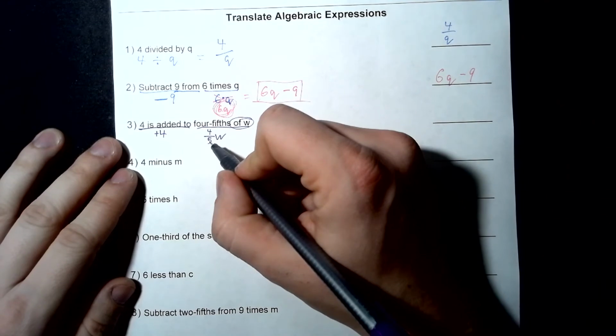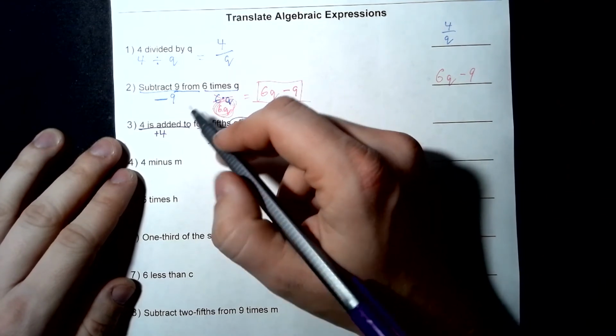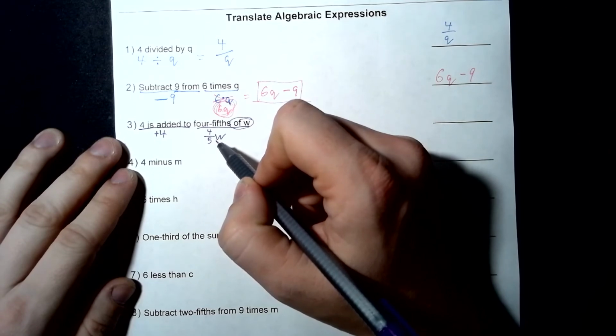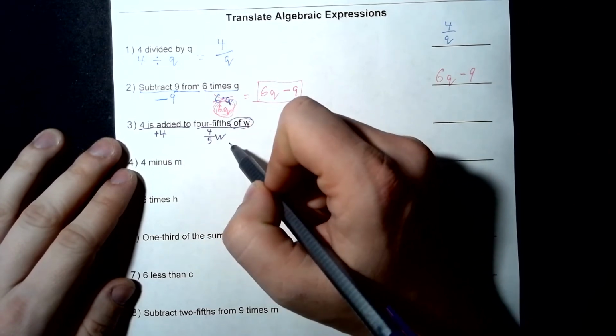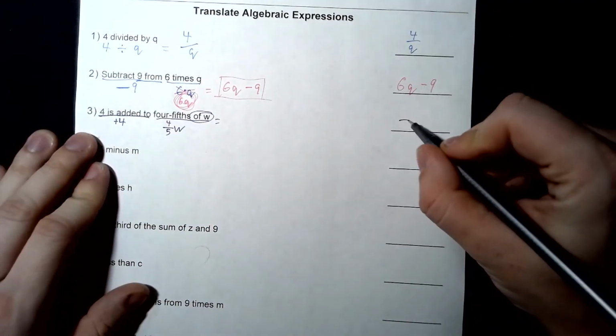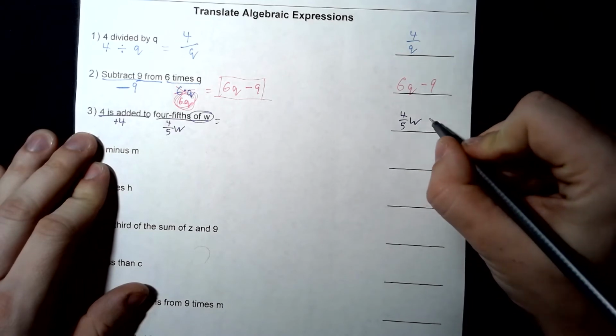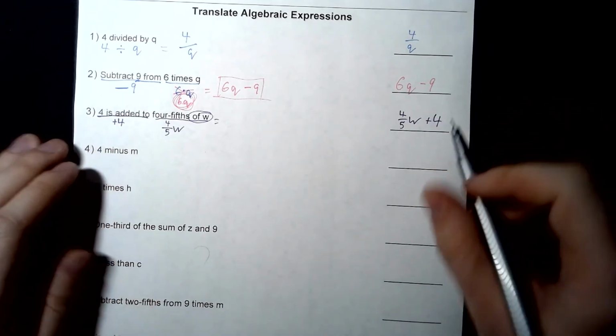This already says 4/5 times w, 4/5 of w. Same thing as with number 2, this is in the wrong order. That plus 4 would look a lot better on the other side. So 4/5 of w, and then we have the plus 4 off to the end.